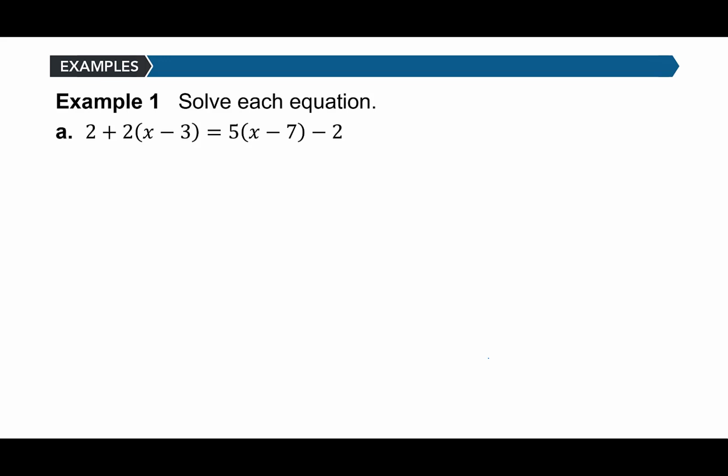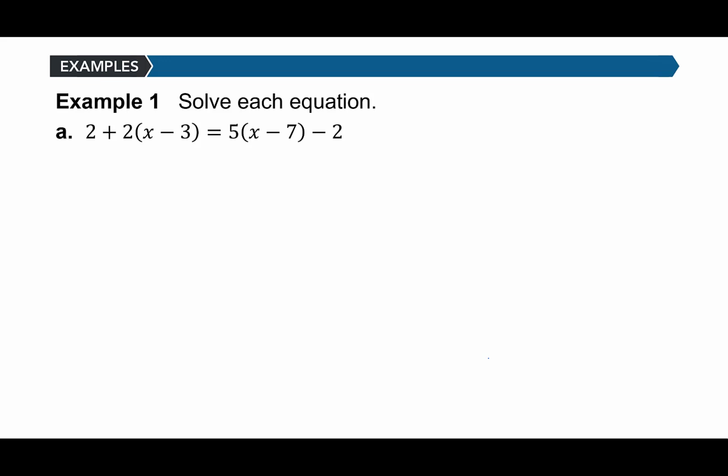The first example is the equation 2 plus 2 times the quantity x minus 3 equals 5 times the quantity x minus 7, then minus 2. So we see there's a lot of x's here. There's a lot of things going on in each side. Our first goal is to rewrite each side in its simplest form, clear the parentheses, and combine like terms.